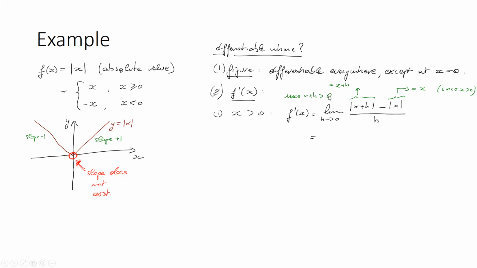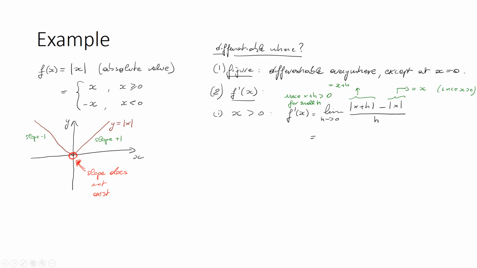Because the absolute value is going to be x plus h, since x plus h is positive for small values of h. So if x is 1, let's say, we want to compute the derivative at 1, then of course, if h is -2, x plus h is -1, that's negative. But if I make my h small enough, let's say 0.1 or 0.01, x plus h is going to stay positive.